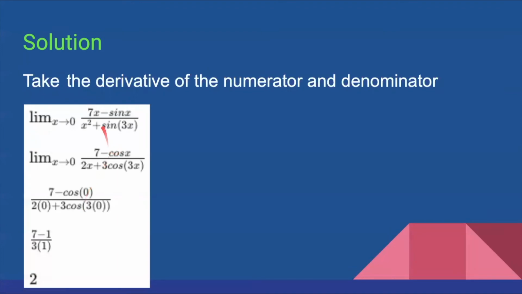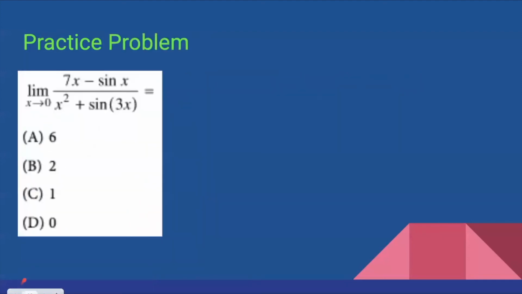So the numerator is pretty straightforward. And for the denominator, for sine of 3x, you use the chain rule, with the inside function being 3x and the outside function being sine of x. All right, and then after you take the derivative of the numerator and denominator, you can plug in 0 for x. And you'll get 7 minus 1 over 3 times 1, because cosine of 0 is just 1. All right, and then the final answer is 2. So that is B.